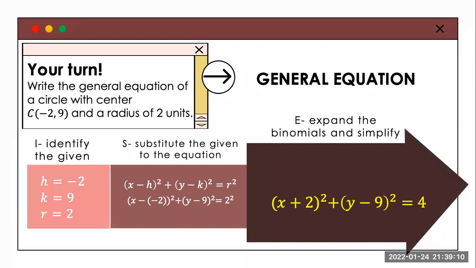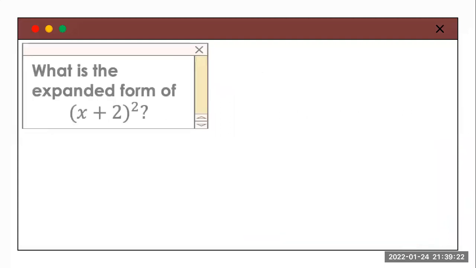Now, let us expand. Ito daw yung lalabas na kasagutan. That's X plus 2 quantity squared plus Y minus 9 quantity squared equals 4. So, galing po yan doon. But, it's just the standard equation. Paano si general? Don't forget, yan.